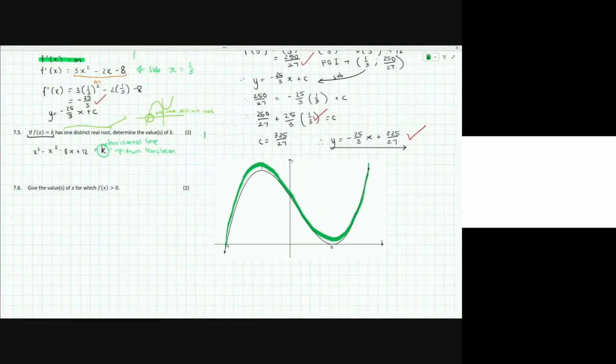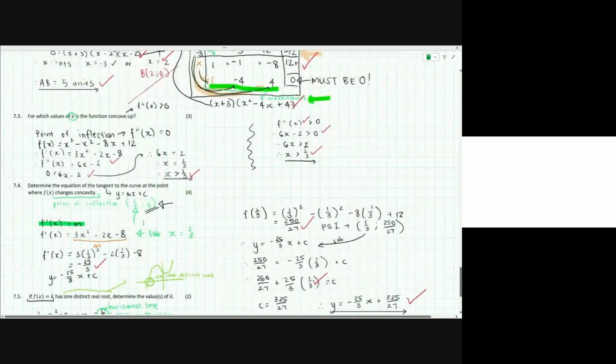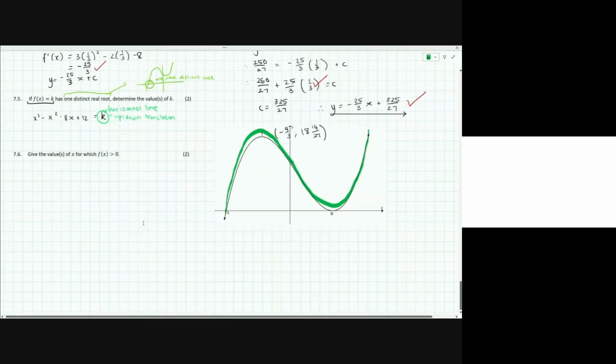-4/3, 18, 14/27. I don't know if I'm going to remember all of that, but we'll see how we go. So T is at (-4/3, 18 and 14/27). And I think we worked out the coordinates of B, unless I'm just imagining things. We did. B is at (2, 0).